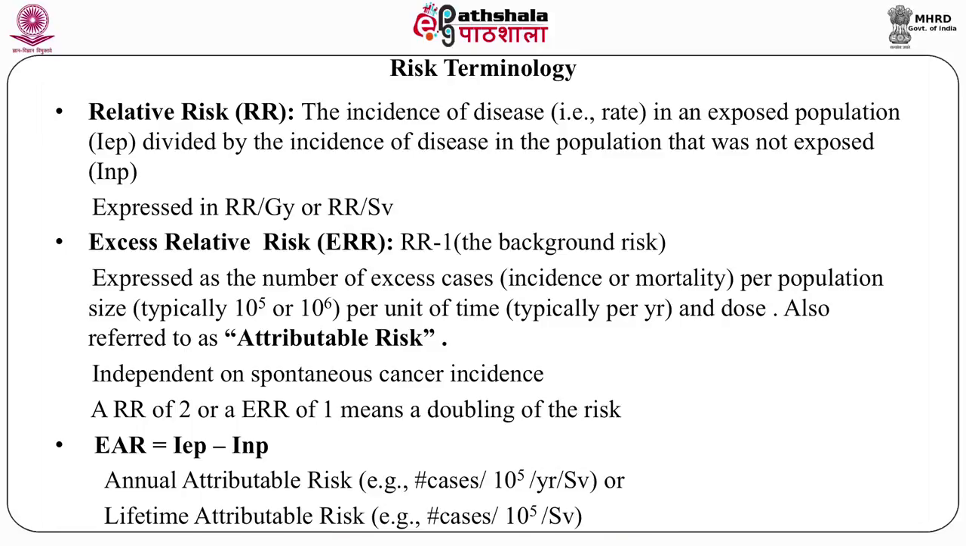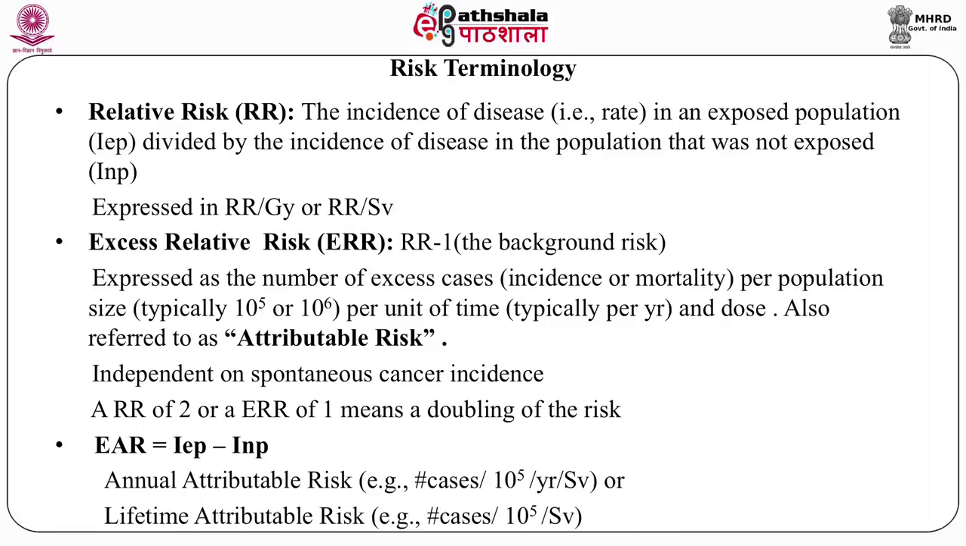This is independent of spontaneous cancer incidence. As I was telling you, there is cancer incidence in a population, whether they receive radiation or no radiation. That's called the natural incidence of cancer. So this excess relative risk term is independent of spontaneous cancer risk. A relative risk of 2, or an ERR, excess relative risk, of 1, means a doubling of the risk. For example, if you calculate that the value of RR, relative risk, is 2, or the value of ERR is 1, that means there is a doubling of the risk of cancer incidence in that population, double from the naturally occurring cancers.